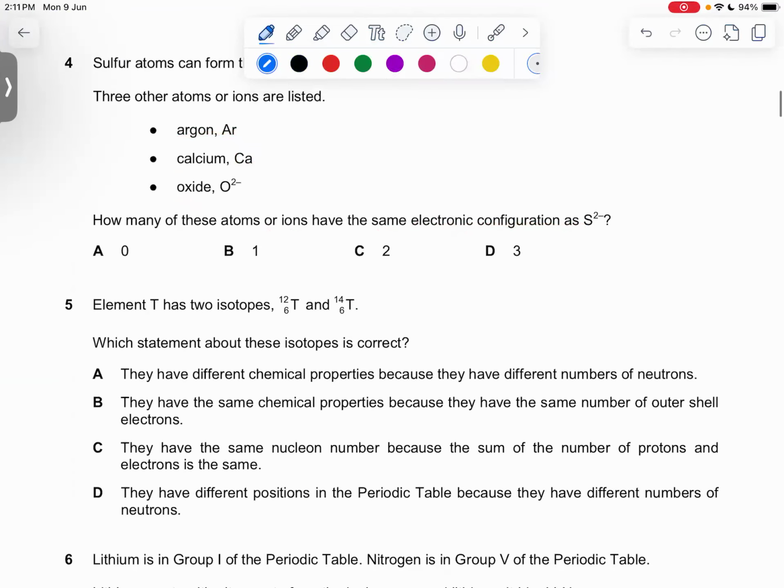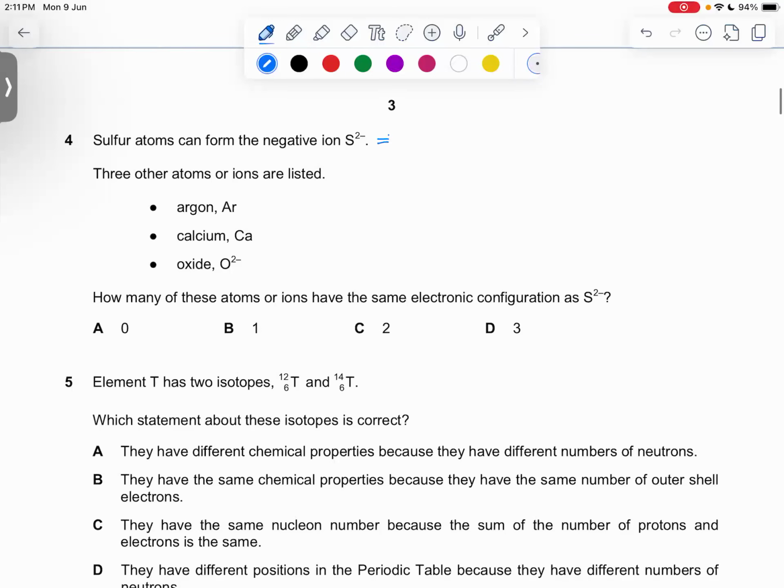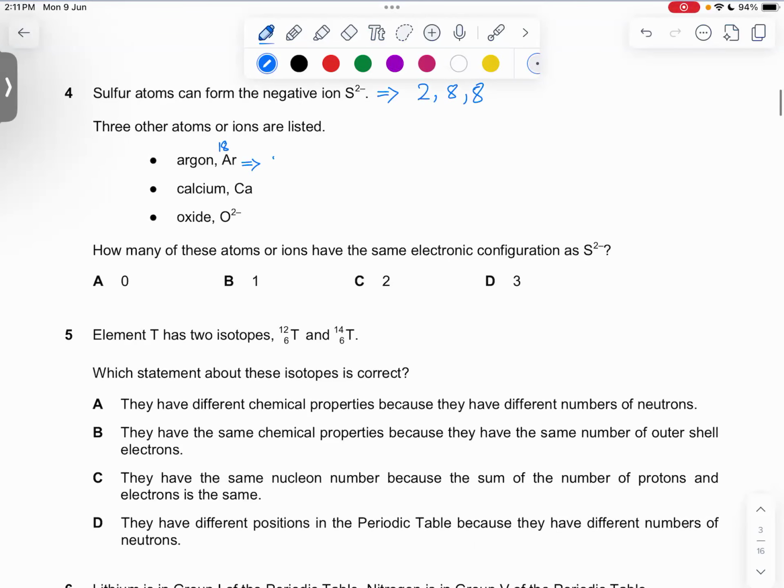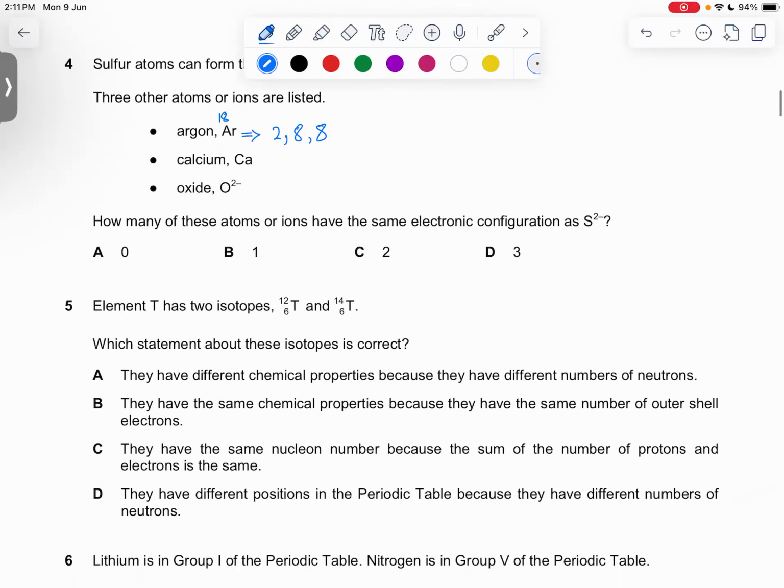So for that, we have to write the electronic configuration of S2 minus. S had 16 electrons, 2 minus means it has gained electrons, now it has 18 electrons, right? The electronic configuration of 18 electrons is 2,8,8. Argon naturally has 18 electrons, so its electronic configuration would also be 2,8,8. All right, and then we have calcium. Calcium has a total of 20 electrons, meaning it has an electronic configuration of 2,8,8,2.